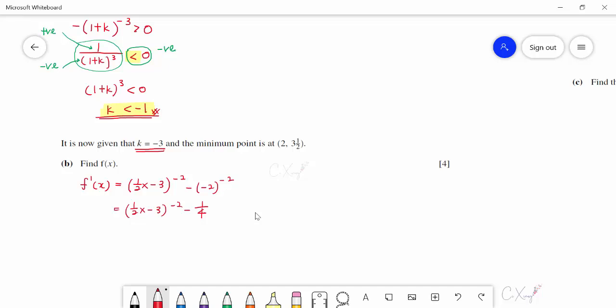Okay, all right. So to get the function f from f prime x, of course, we need to do the integration. So we need to integrate the function f prime x. And when we do the integration, we copy the bracket, power minus 1, divided by the new power, divided by the differentiation of the original bracket, which is half. Then minus 1 over 4x plus c.